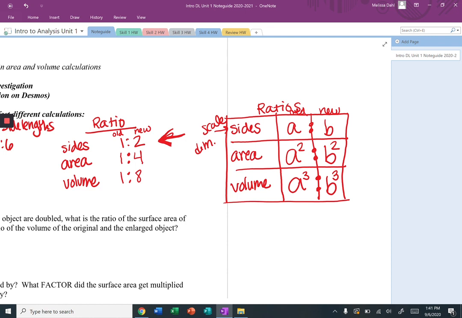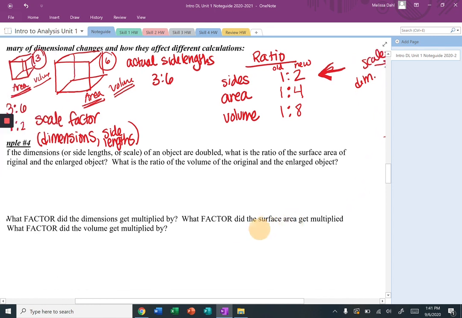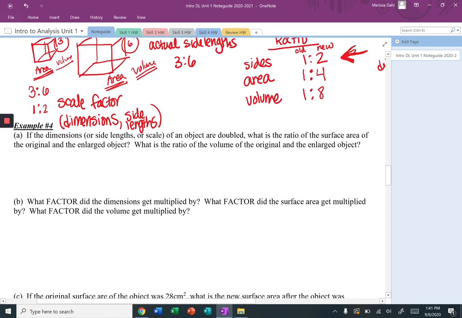So these would be the different relationships between them. Notice the area is based on the scale and the volume is based on the scale. It kind of all comes back to the scale. So I'm going to use that ratio chart to help me solve the problems that ask about these changes for these different dimensions. So read the problem carefully.